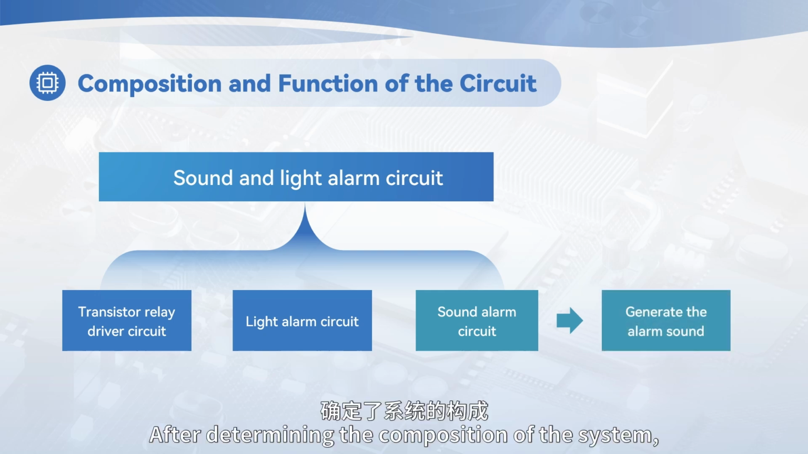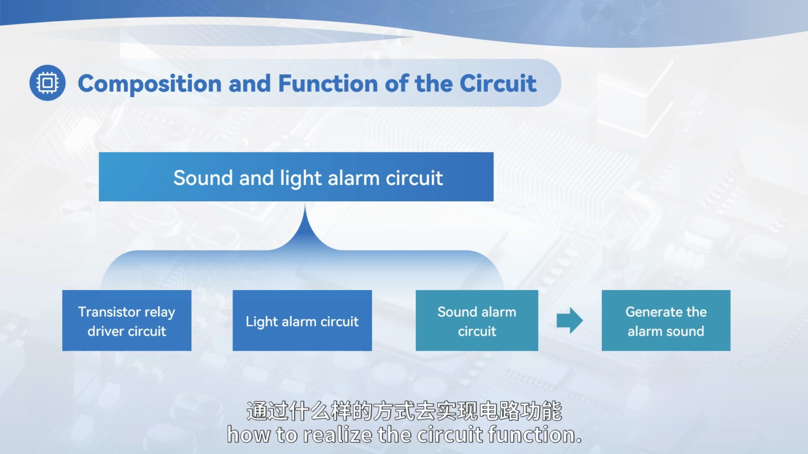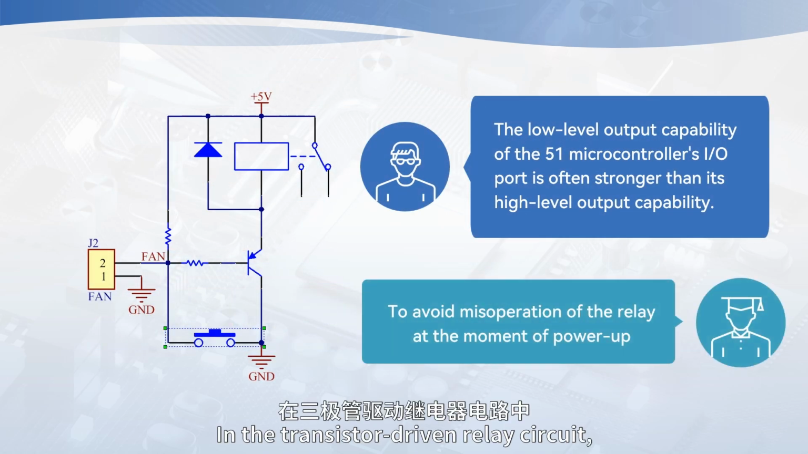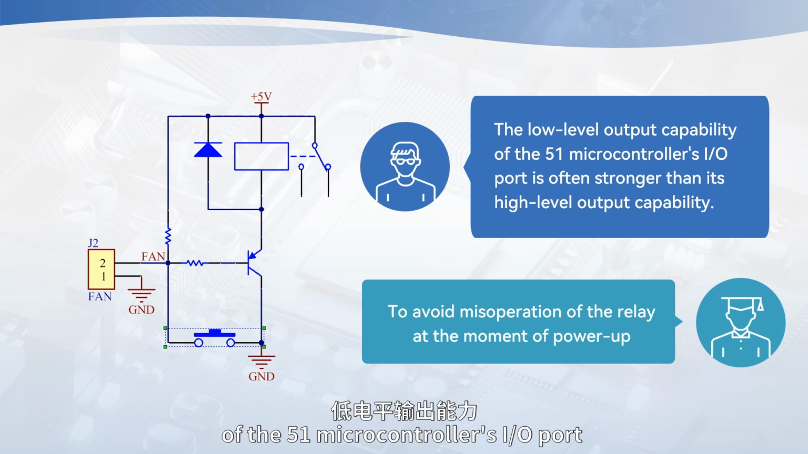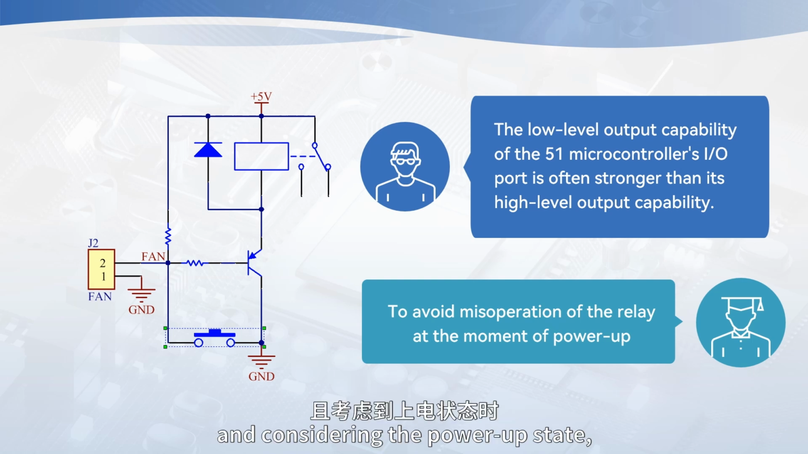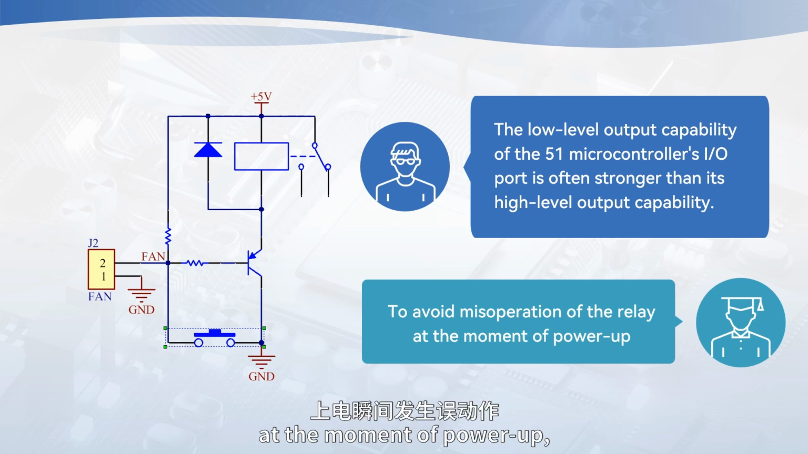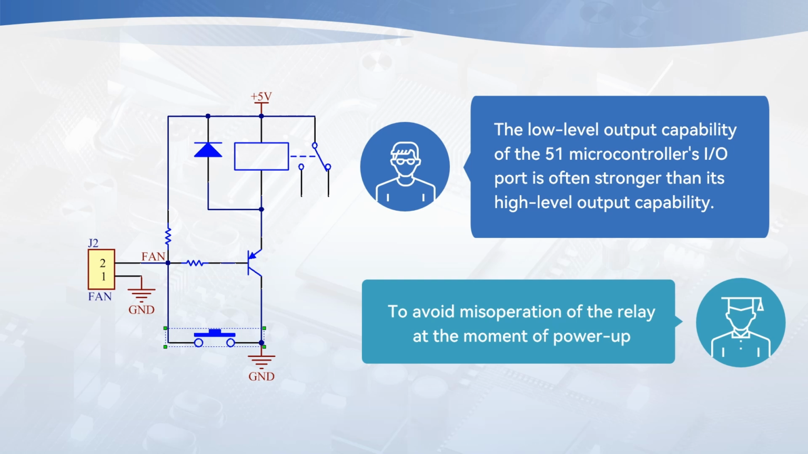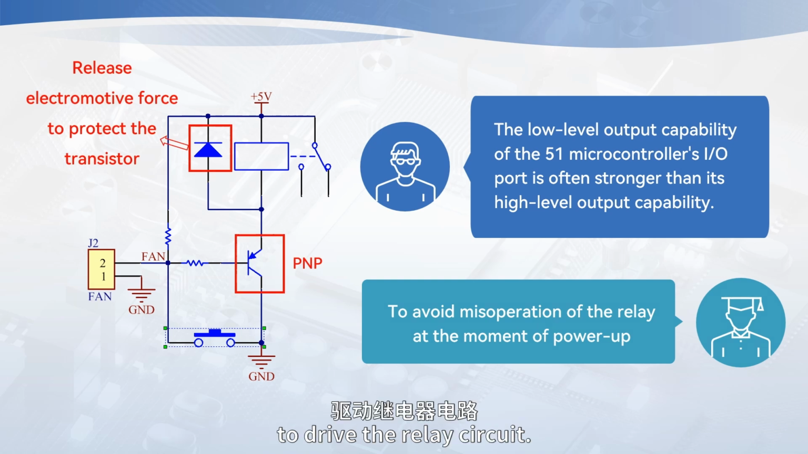After determining the composition of the system, we still need to determine how to realize the circuit function. In the transistor-driven relay circuit, since the low-level output capability of the 51 microcontroller's I/O port is often stronger than its high-level output capability, and considering the power-up state, in order to avoid misoperation of the relay at the moment of power-up, it is more advantageous to adopt a negative logic low-level drive design. Therefore, this project uses a PNP-type transistor to drive the relay circuit.